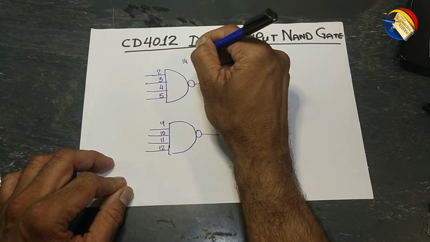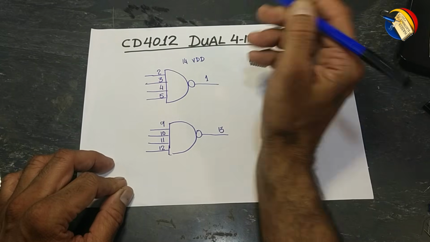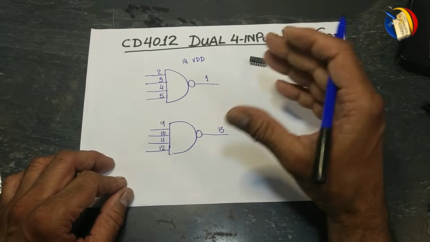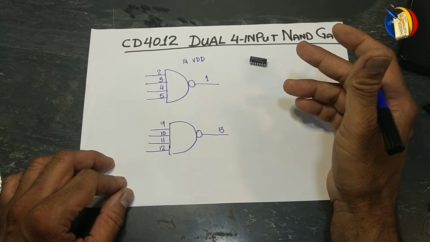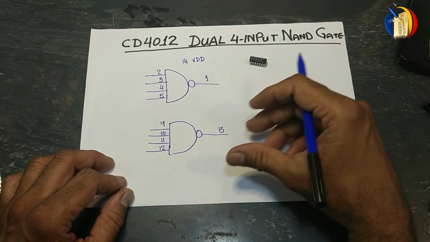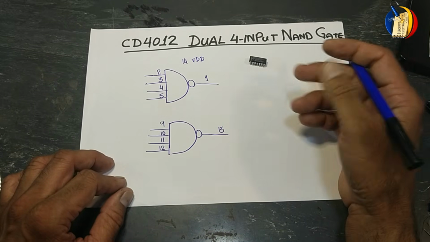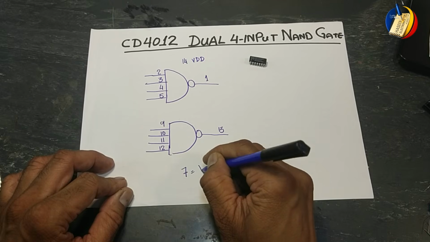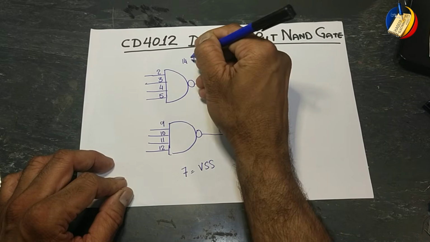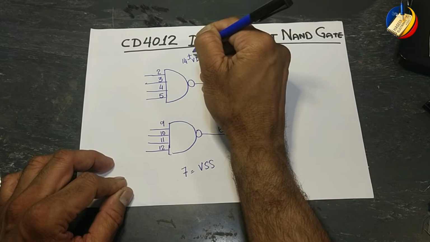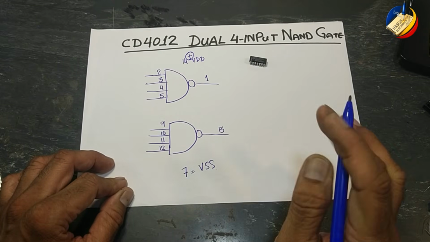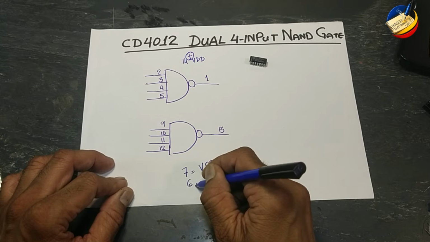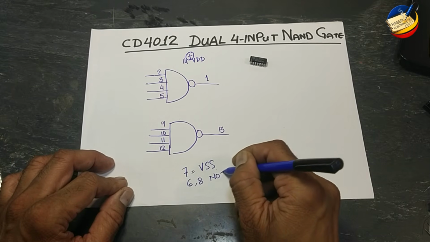Pin number 14, VDD supply pin, 3 volt to 18 volt. Recommended power supply 15 volt operation. I will use 5 volt for this demonstration and practical testing. Pin number 7, VSS. This is positive supply pin and this is return path, or we can say it is ground. Pin number 6 and 8 not connected.